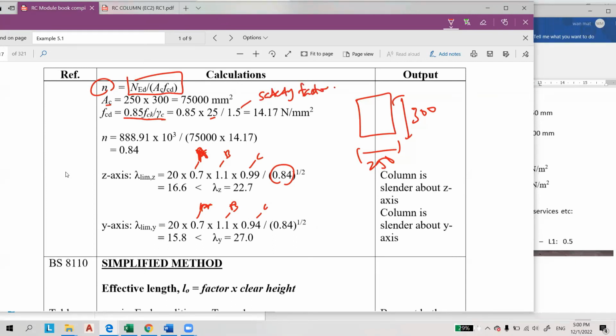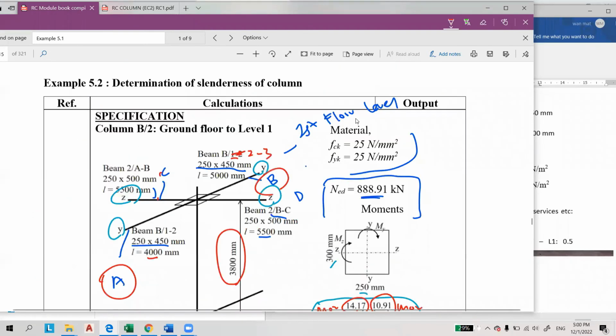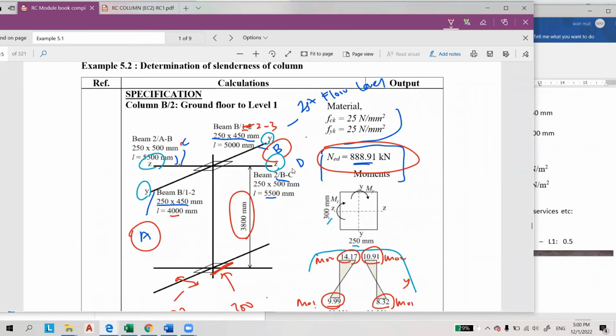So you just substitute the values here. And then this one, 888.91 times 10 to the power of 3, which is the N, is obtained from example 5.1. You can go through and recheck whether the value is correct or not.